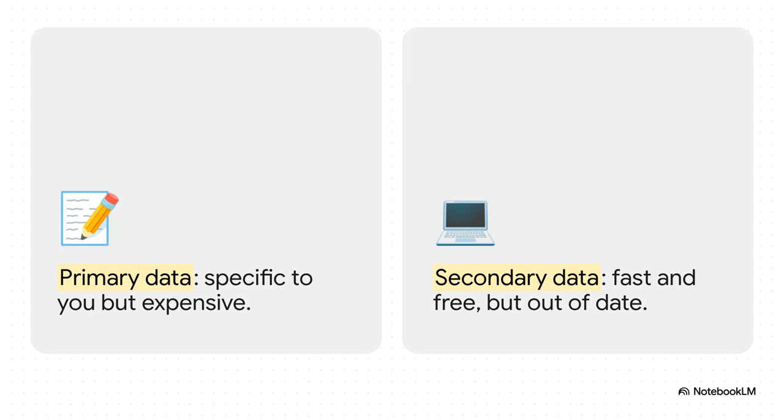Then you have secondary research, also known as desk research. This uses existing data like internet articles or government reports. The real beauty of secondary research is that it's incredibly fast and often completely free, even though it might occasionally be slightly out of date. Smart businesses, they don't just pick one. They use a solid mix of both.